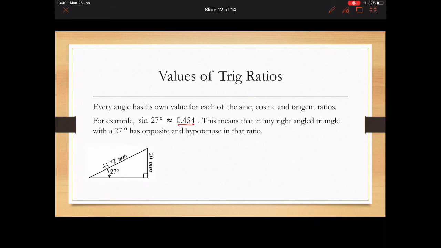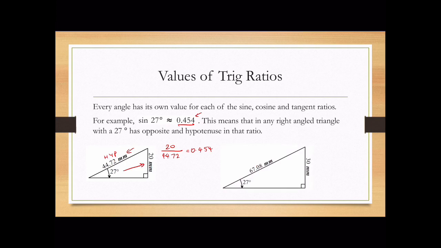So for example, if you look at a couple, that's a 27-degree triangle. The opposite side here is 20. The hypotenuse is 44.72. If you wanted to calculate it, hopefully 20 divided by 44.72 would be equal to 0.454. It might not be perfect because of rounding, but it should be very close to that number. And if you did another one, this time still 27 degrees, but 30 here, 67.08 here, if you were to do 30 divided by 67.08, hopefully it comes out as 0.454.